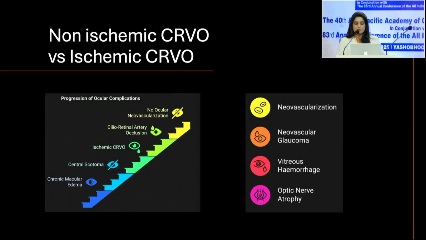Coming to the features of non-ischemic CRVO versus ischemic CRVO, the non-ischemic CRVO can cause chronic macular edema, it can cause central scotoma, it can convert into ischemic CRVO, or, if the cilioretinal artery is present, it can lead to cilioretinal artery occlusion, and usually there is no ocular neovascularization in the non-ischemic form. Coming to the ischemic CRVO, it leads to neovascularization of the anterior segment. It can cause neovascular glaucoma.